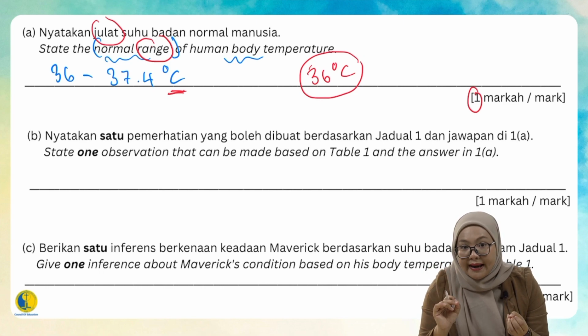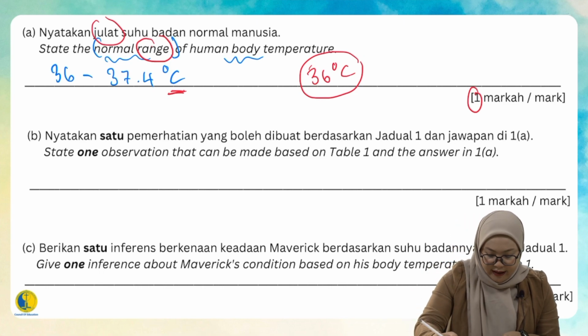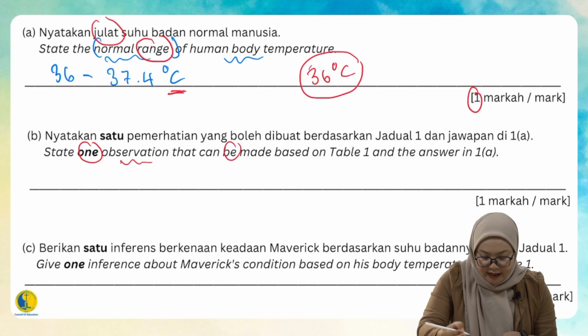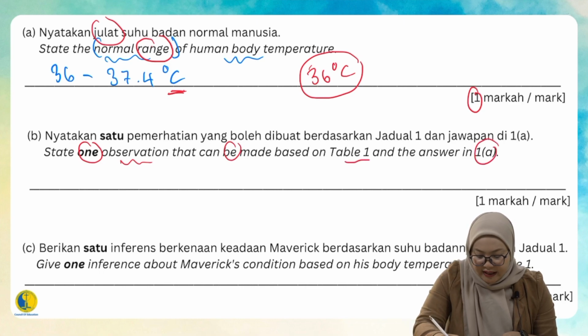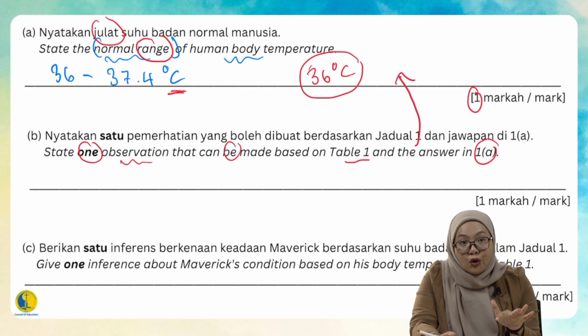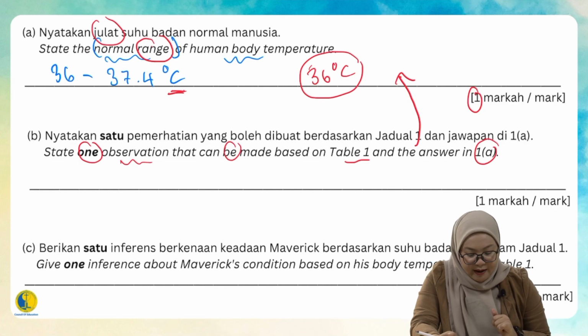So you have to score at least 4/5. Right. The second question: state one observation that can be made based on Table 1 and the answer in 1A. 1A is the normal range of body temperature.